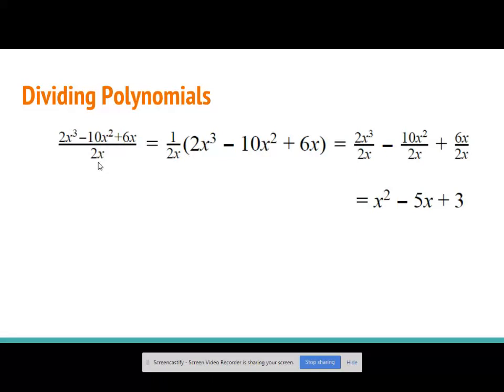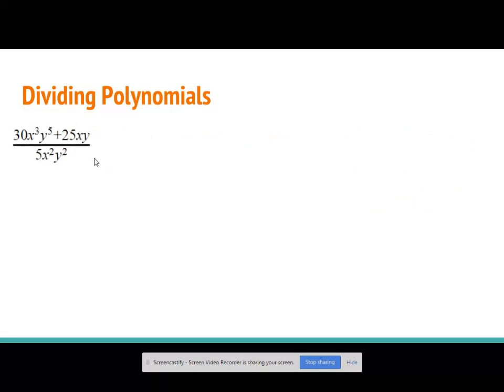So I do want to emphasize that this only works because there's a common factor in the numerator here of 2x that you could factor out. And so that's why it works. So be careful with taking this shortcut if there's a plus or a minus on the bottom. It doesn't always work that way. Let's look at another example here.